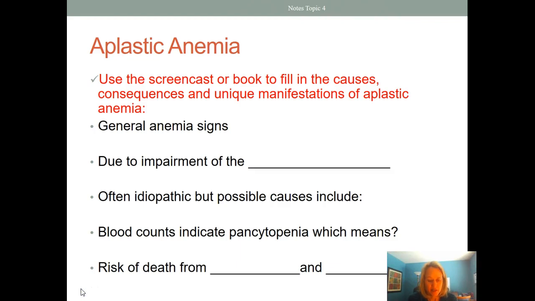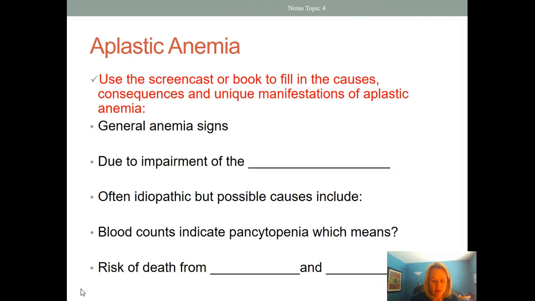Aplastic anemia is due to impairment or failure of the bone marrow. This can be temporary or it may be permanent. It's often idiopathic, but other causes include myelotoxins. These are things that are toxic to the bone marrow, such as chemotherapy and radiation. Viruses, including hepatitis C, and genetic abnormalities. The blood counts indicate pancytopenia, which means anemia, leukopenia, and thrombocytopenia. Because we have suppression of the bone marrow, all formed elements are going to be reduced.